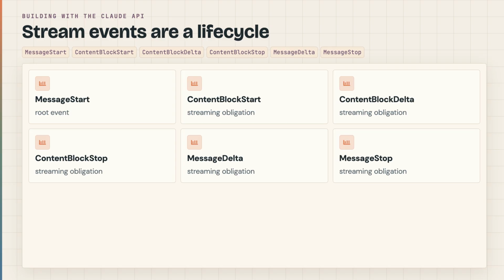At the raw event level, streaming is a lifecycle. Message start says a new message is being sent. Content block start begins a block, usually text. Content block delta carries chunks related to the latest content block and is where generated text keeps arriving. Content block stop closes that block. Message delta updates message-level information, and message stop marks the end.